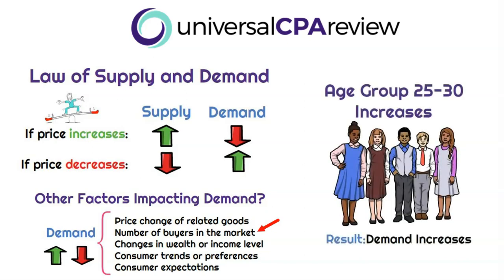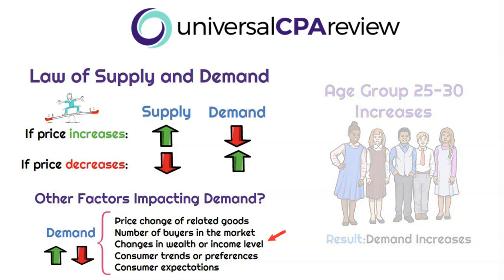How about the number of buyers in the market? If the population of buyers increases, let's say that our target market is ages 25 to 30, and last year there were only 100 people that were 25 to 30, but now there's 200. Well, that's going to increase the demand.